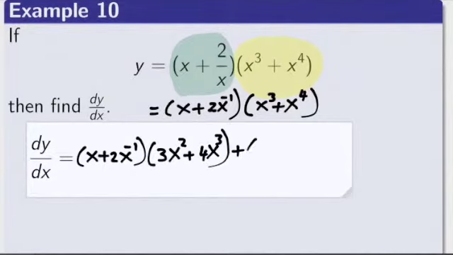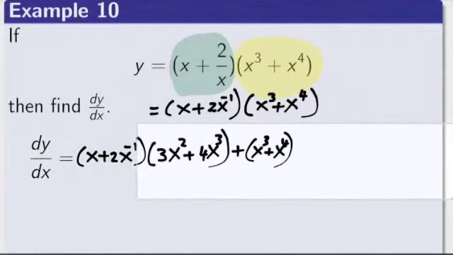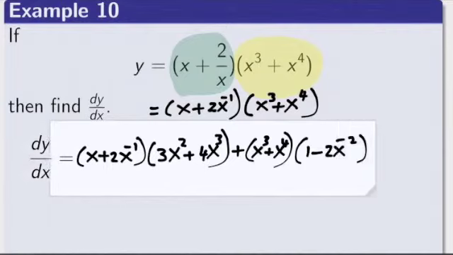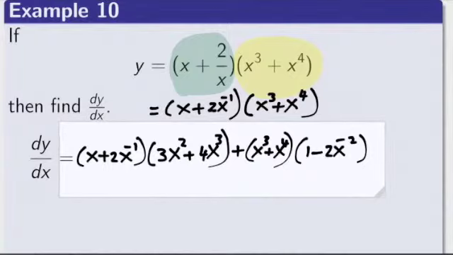plus the second function, which is x cubed plus x to the 4, times the derivative of the first function. The derivative of x is 1. The derivative of 2x raised to the power minus 1 is minus 2x raised to the power minus 2. So here again we have applied the product rule to find the derivative of y with respect to x. This expression can be further simplified by expanding the brackets and grouping the like terms, which is left as an exercise for you to complete.